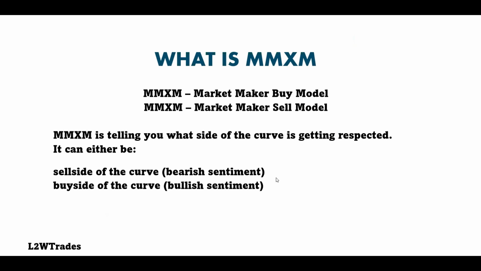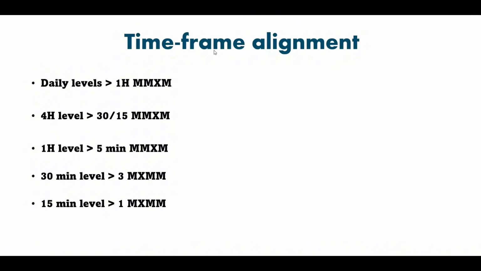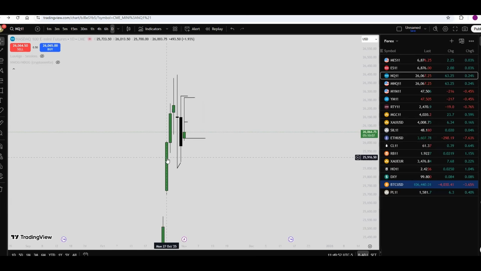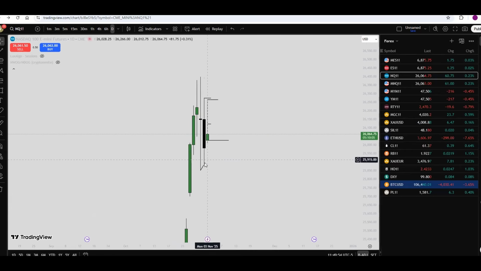What does that mean? Sell side obviously means you're bearish, so that is a bearish sentiment. Buy side means bullish, obviously. So time frame alignment, once again: daily level, you want to see a 1 hour market maker buy model. What does that mean? Let me give you an example from today. The daily level got tagged here. We have an SMT here on the daily, right?